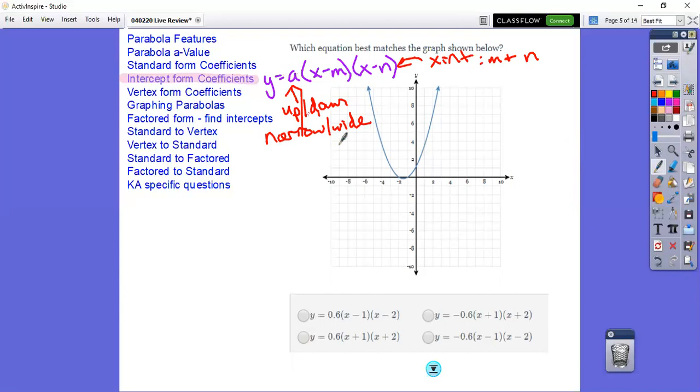So a value is going up. But if I look at every one of these a values, they're all 0.6. I don't care about how wide, but I care about the negative versus positive. This is going up. So I'm going to get rid of my negatives. Okay. So I'm down to only two possibilities here.